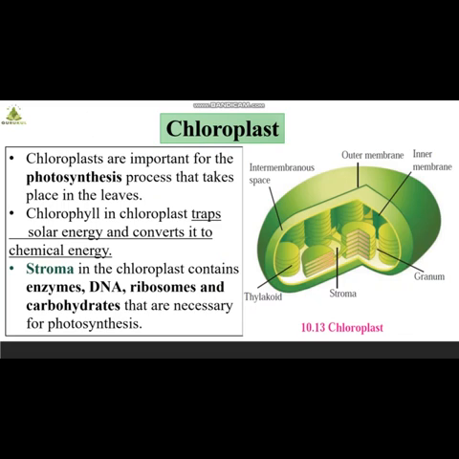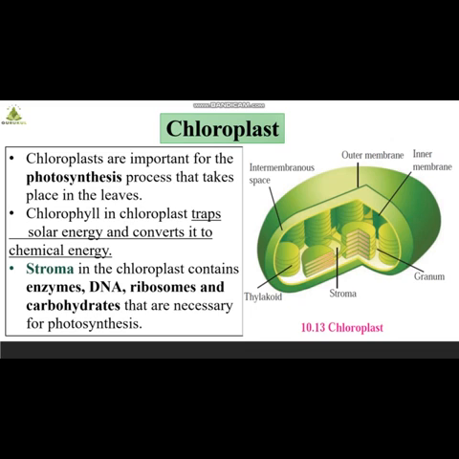Okay, students, let us understand chloroplast. Chloroplasts are important for the photosynthesis process that takes place in the leaves. We all know that leaves contain chlorophyll, yes. So chloroplasts are present in the leaves. They are very much important for the photosynthesis process. We all know what photosynthesis is. We have already learned it in standard 7th.